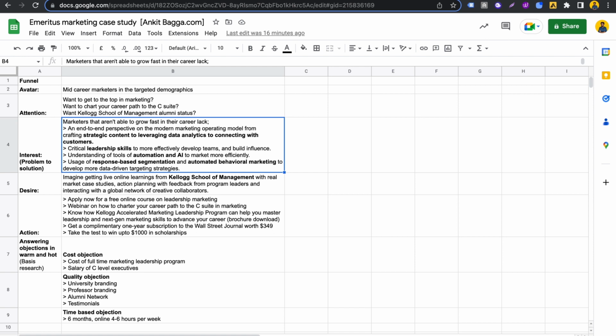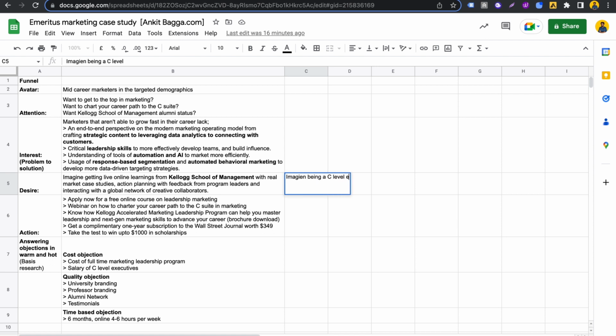The desire is the desired state that you want the user to be in after they take your course. So imagine getting live online training from Kellogg School of Management with real marketing case studies, action planning, and feedback. This is the desired state of the user. You could also talk here about, imagine being a C-level executive in your company.